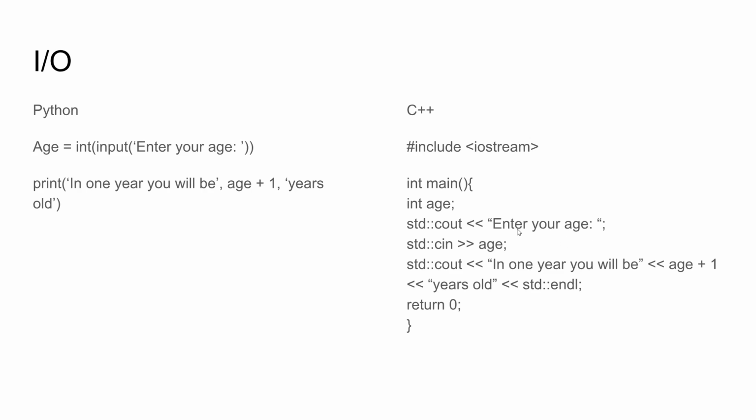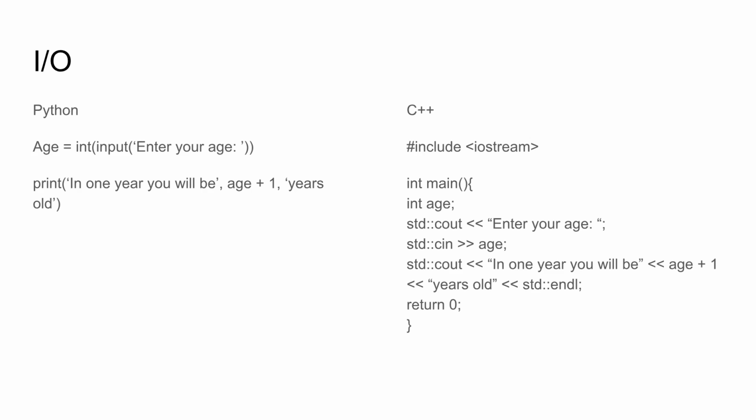So when we want to print to the screen, we say cout, enter your age. If we had multiple things that we wanted to print, like we're doing down here, we write to cout, that's the screen, in 1 year, you will be age + 1 years old. By default, it's not going to put any white space in between the different arguments. So you have to make sure that you manually insert that white space. If you don't, everything's going to run up right next to each other.